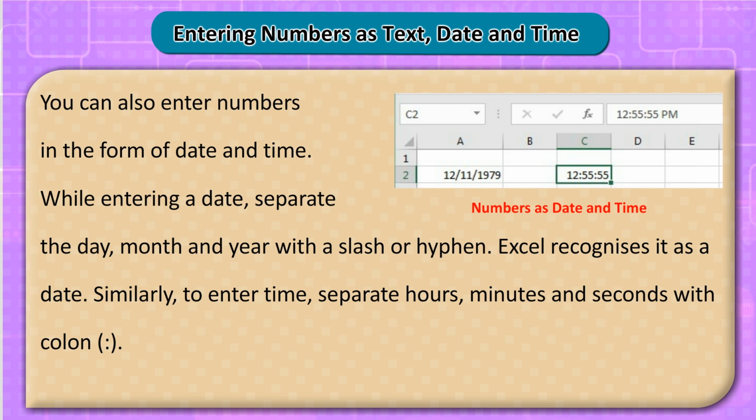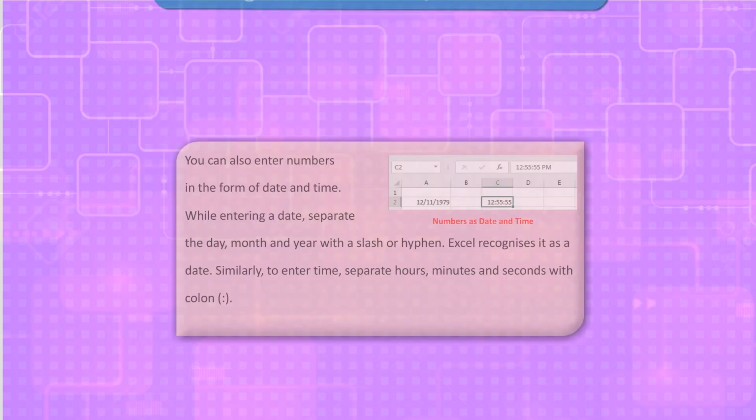You can also enter numbers in the form of date and time. While entering a date, separate the day, month and year with a slash or hyphen. Excel recognizes it as a date. Similarly, to enter time, separate hours, minutes and seconds with colon.